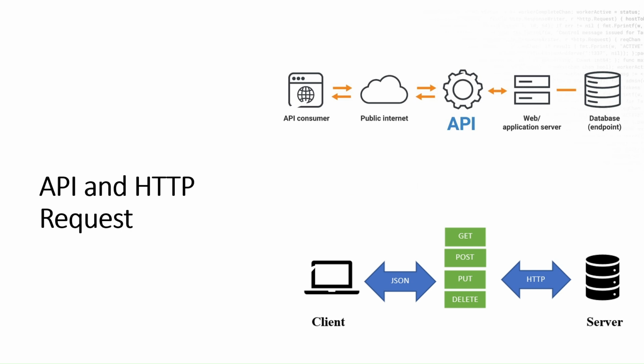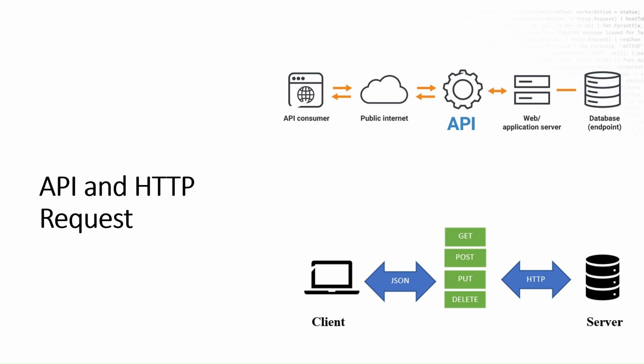The majority of modern internet and mobile apps rely on APIs, or application programming interfaces. Consider APIs to be gateways that allow communication between different systems. And how do APIs communicate?